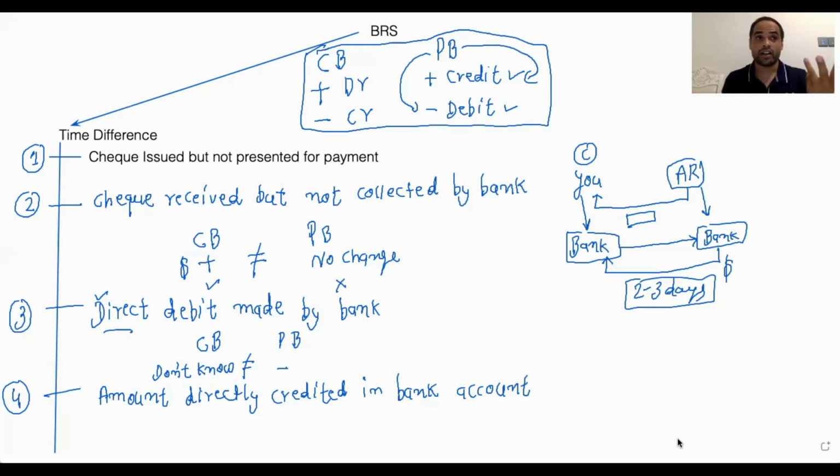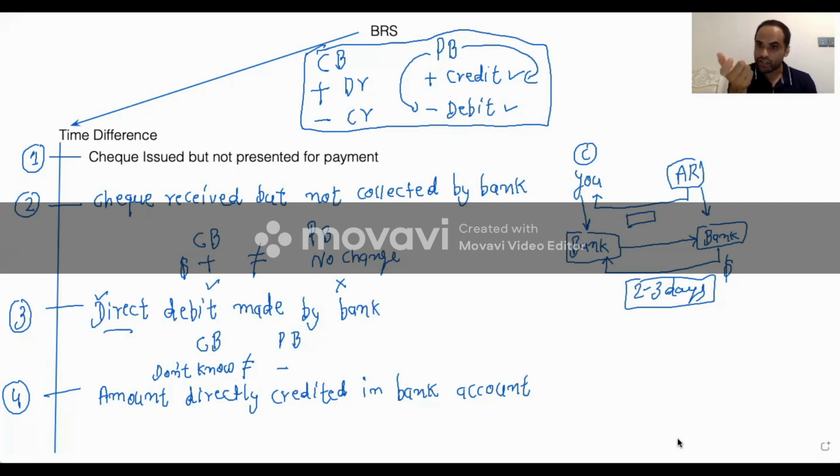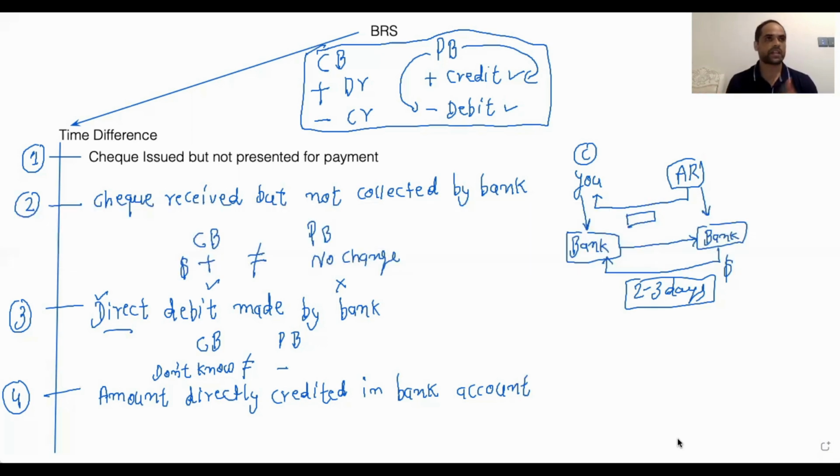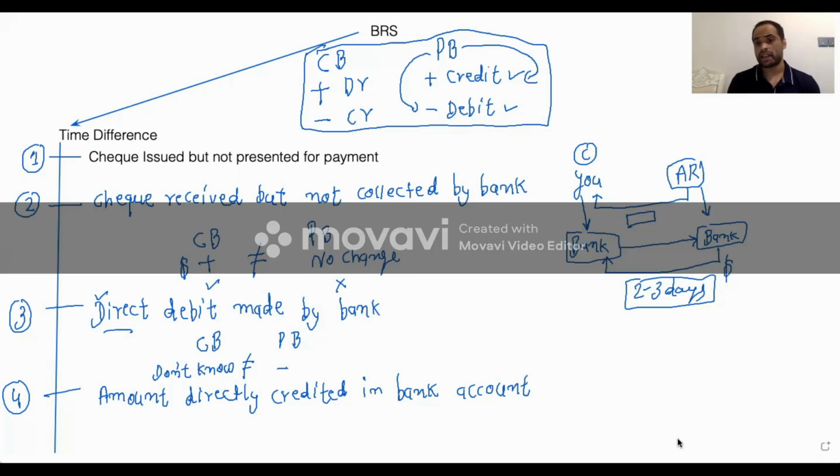So when you receive interest from the bank, that interest will be directly credited. The bank is not going to come to your company and give you cash. The bank will credit that interest in your bank accounts. That's called the amount directly credited in bank accounts. Another example is dividend. Sometimes when a company pays dividend to its shareholders, its investors, the company directly credits amounts, or the company directly deposits amounts of dividend in the shareholders' bank accounts.